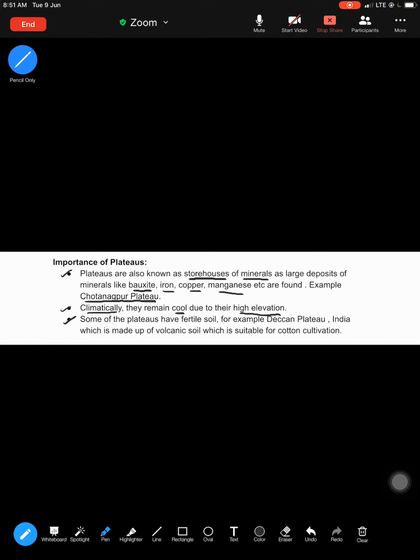Third significance, some of the plateaus have fertile soil. For example, I've taken our own plateau, the Deccan Plateau. All right, it covers the western and the southern part of India, which has volcanic soil, volcanic in origin, and black soil is really favorable. That is why cotton cultivation is done in the Deccan Plateau.